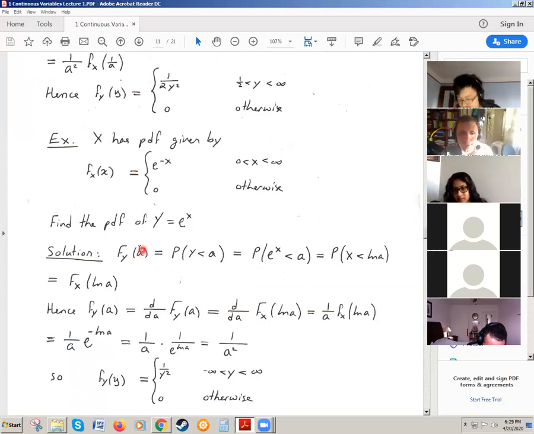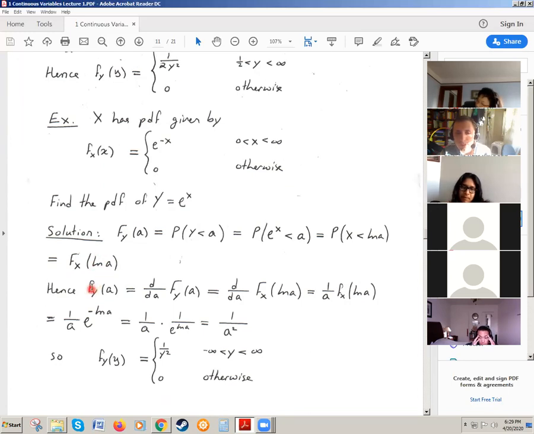So the very first step is, you might prefer a different letter, not X, not Y. So you say cumulative distribution of Y at A. That's the probability Y is less than A, which is the probability e to the X is less than A, which is the probability X... I just take logarithms of both sides. X less than ln of A, which ends up it's the cumulative distribution of X evaluated at ln A.